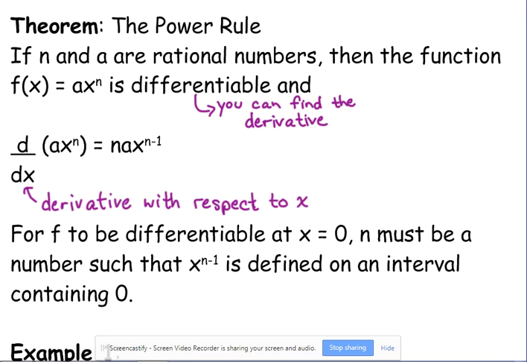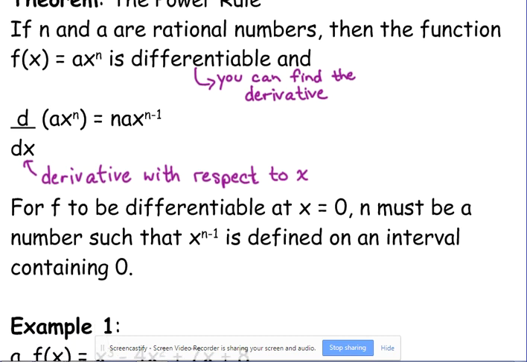Then the function f of x is equal to a, which is a rational number, fraction, whole number, whatever it may be, it's a constant there, times x to the n is what we call differentiable, which is just a fancy way of saying you can find the derivative. And the derivative is n times a times x to the n minus 1. So what happens is our exponent comes down in front of our constant. We're going to multiply those two numbers, okay? And then we're going to take 1 away from the exponent.